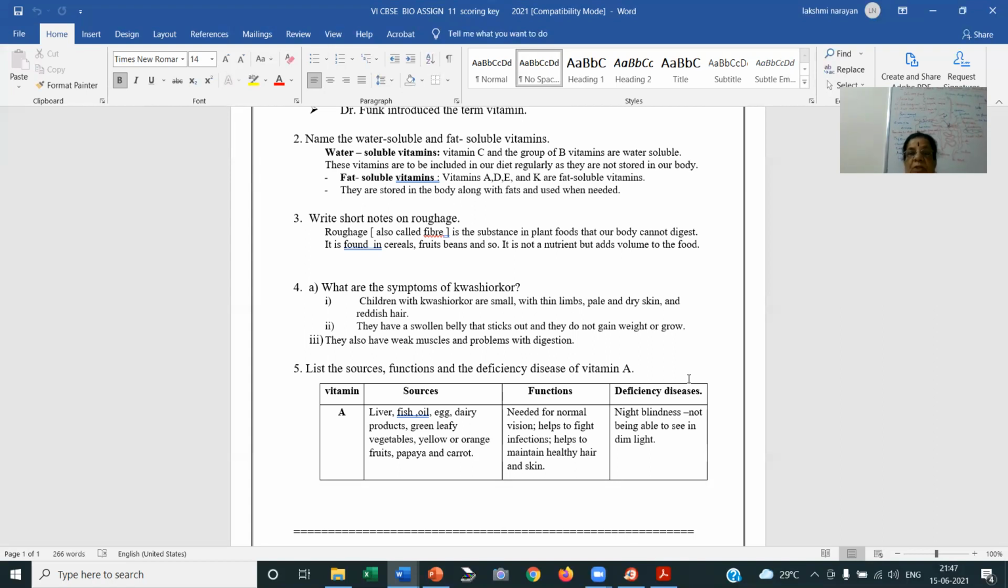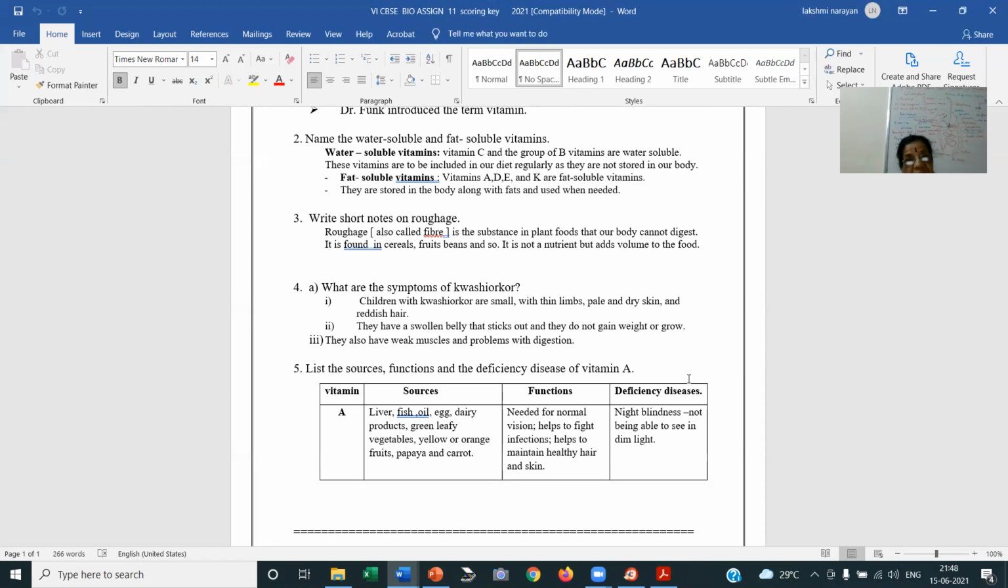Children with kwashiorkor are small with thin limbs, pale and dry skin, and reddish hair. They have a swollen belly that sticks out, and they do not gain weight. They also have very weak muscles and problems with digestion.